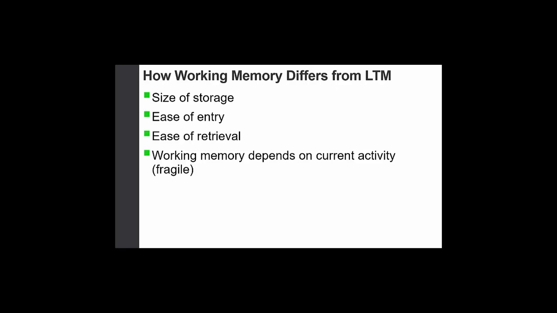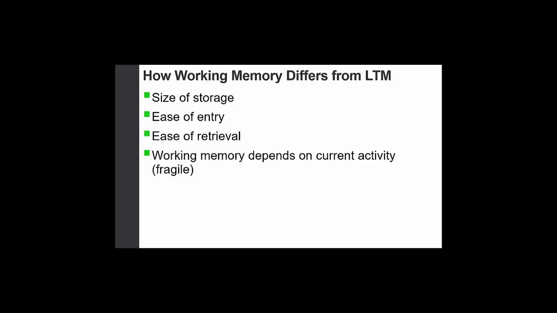As far as ease of entry, it's really easy to get information into working memory. If we think back to the phone number example, it's really easy to get that phone number into working memory. By contrast, it's a lot harder to get things into long-term memory. So ease of entry is pretty easy. As far as ease of retrieval, by and large, compared to long-term memory, it's relatively easy to retrieve things from working memory. We'll talk about this more specifically as we go on, but it's a little bit more difficult to retrieve information from long-term memory.